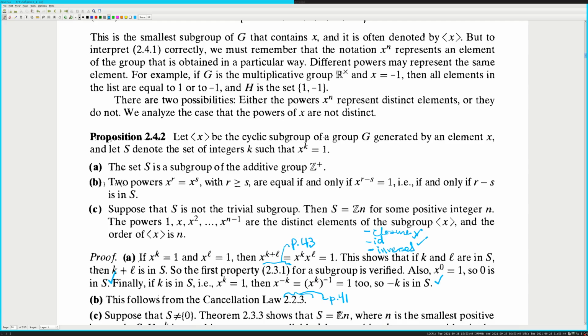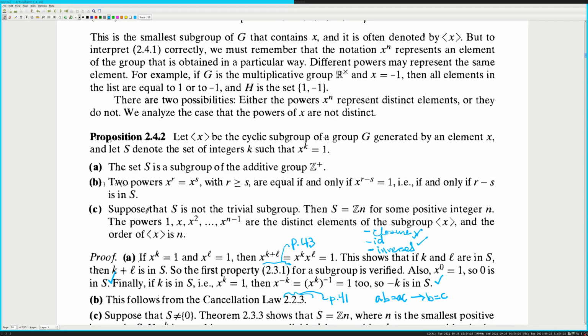And that's like if AB equals AC, then B is equal to C. That's this implication. It's that type of implication, but x to the r times x to the s, so we can just multiply both.